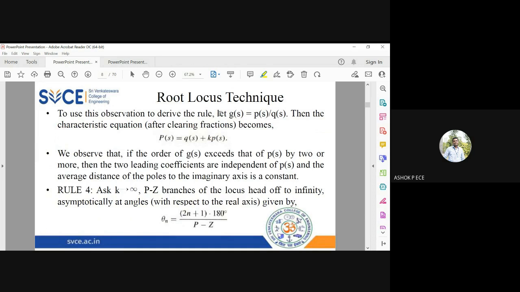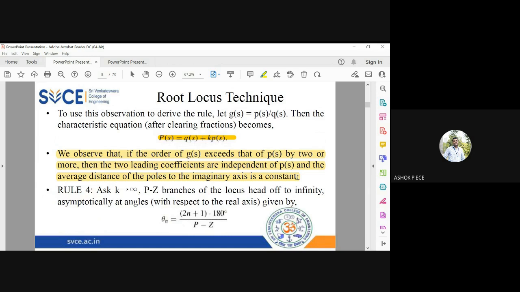So I'm going to write g of s equal to p of s by q of s. It is a rational polynomial, and I'm going to write p of s equal to q of s plus k into small p of s. If the order of g of s exceeds p of s by 2 or more, then you can say the average distance is going to be constant. So this is how I'm converting this rule into a mathematical equation, which is given here.